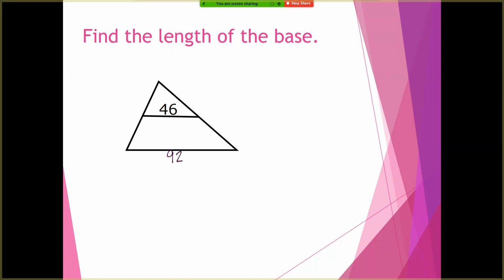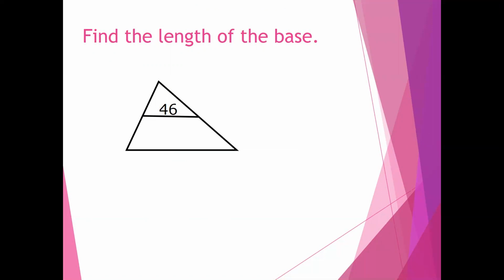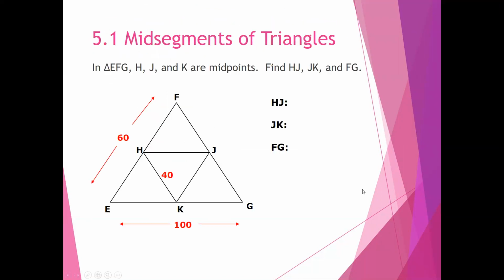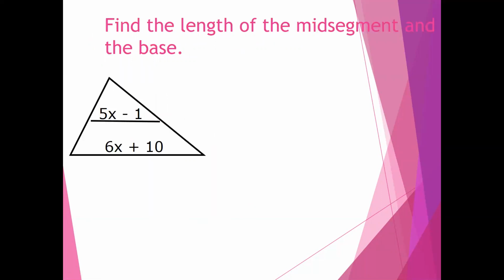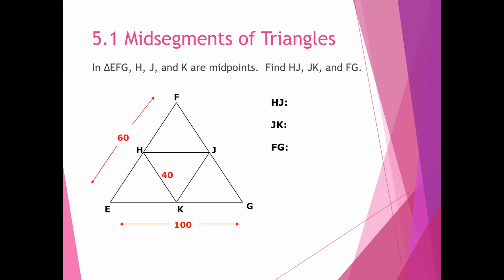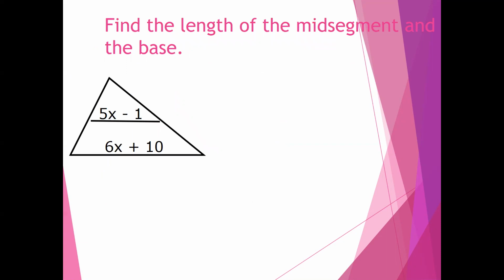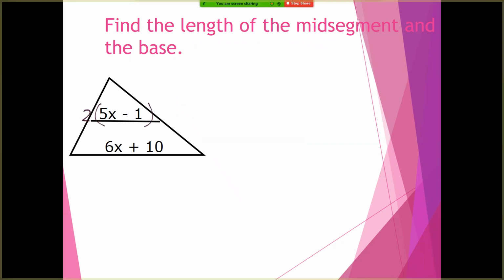So these are pretty straightforward, but we always like to make things more challenging, right? So we're going to add some algebra into it. So here we were given information about the midsegment and the side that it's parallel to. There's 2 ways you can do it. You can take the midsegment and multiply it by 2 so that it equals this one. That's the way I suggest doing it. So 2 times 5x minus 1 would equal the side that is parallel to it, 6x plus 10.